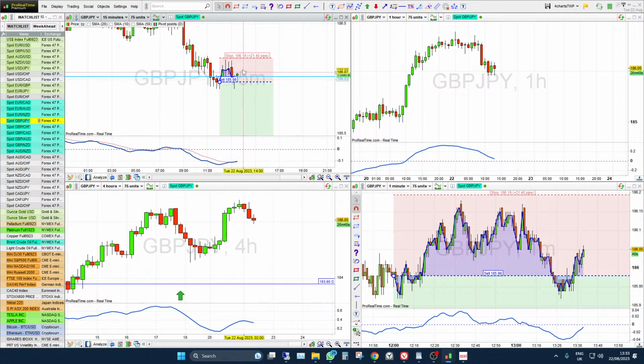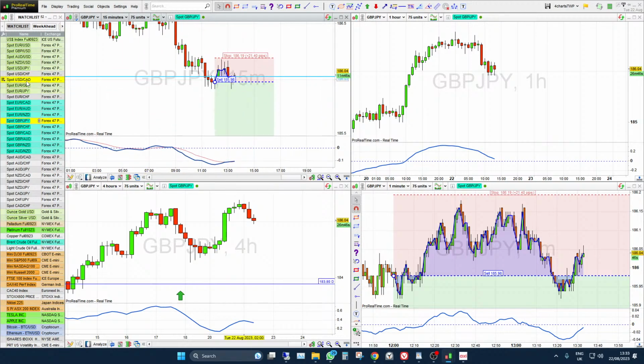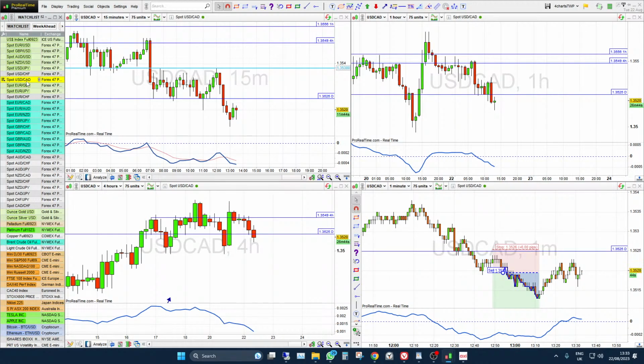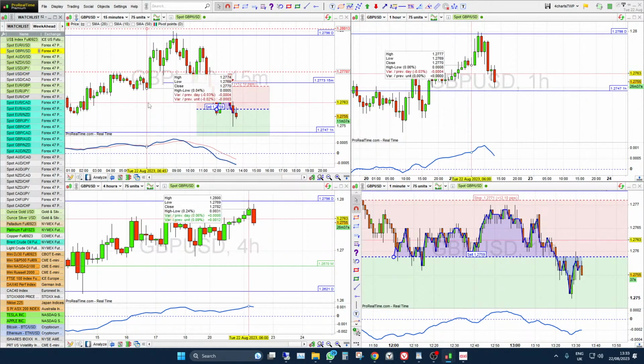So pound yen pushing back up a bit here on support. Dollar CAD just ping-ponging around here. And sterling ping-ponging around.